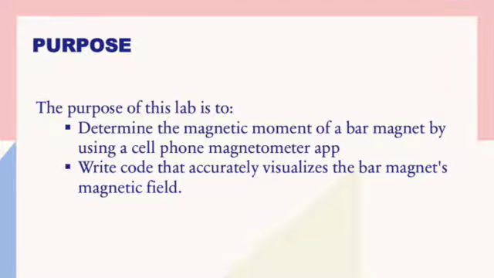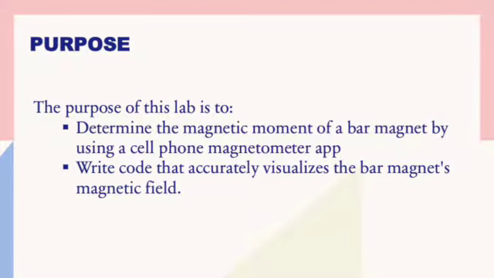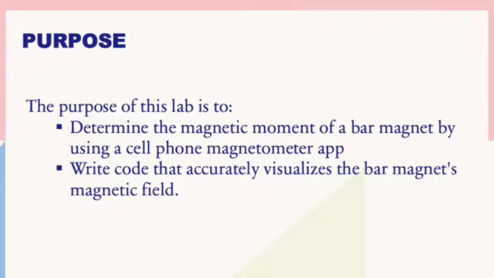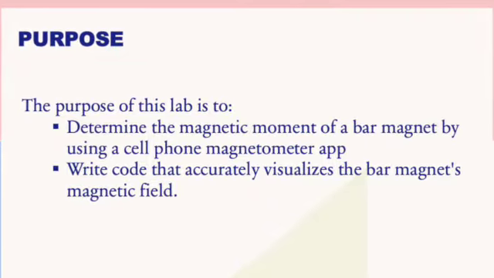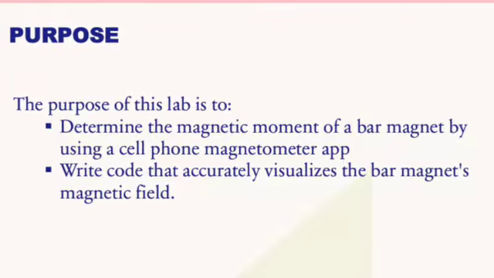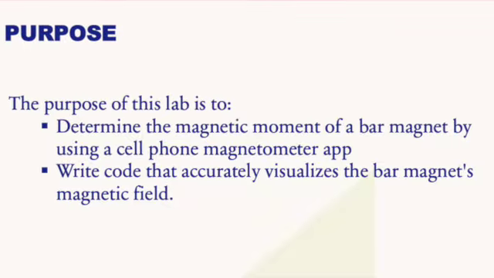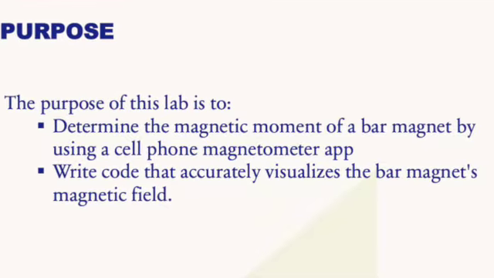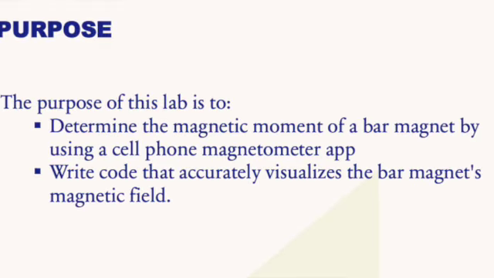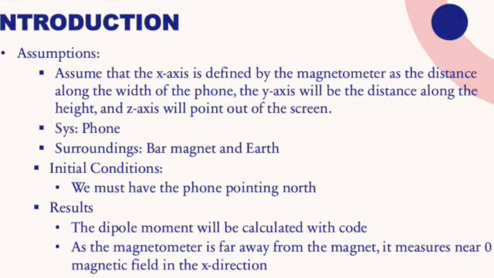The purpose of this lab is to determine the magnetic moment of a bar magnet by using a cell phone magnetometer app that our TAs instructed us to download. And then we will write a code that accurately visualizes the bar magnet's magnetic field. So next is my introduction.